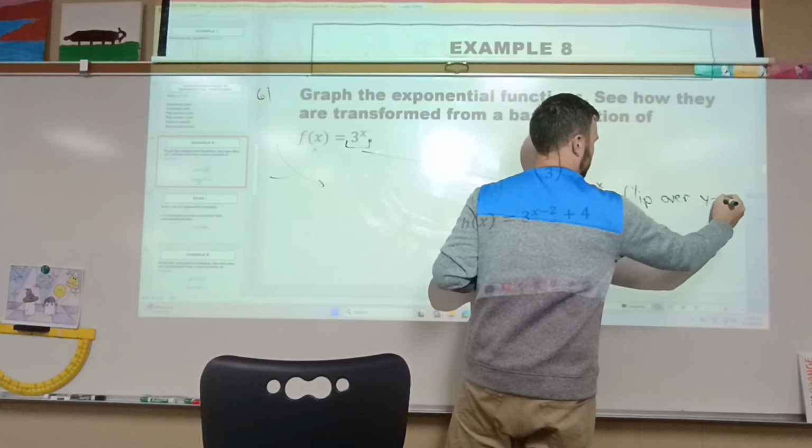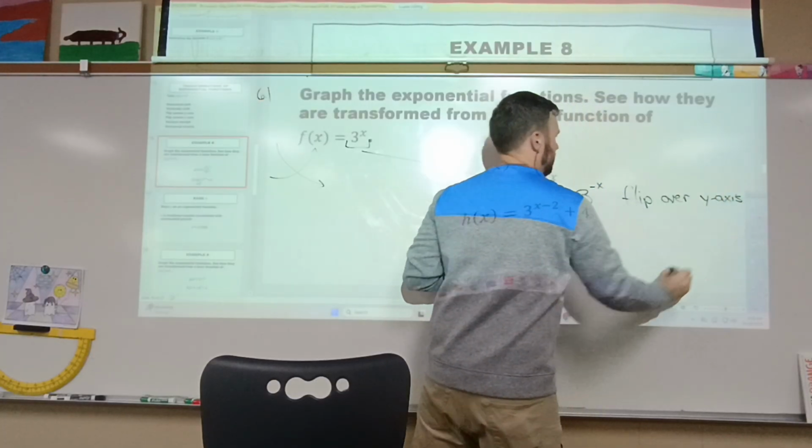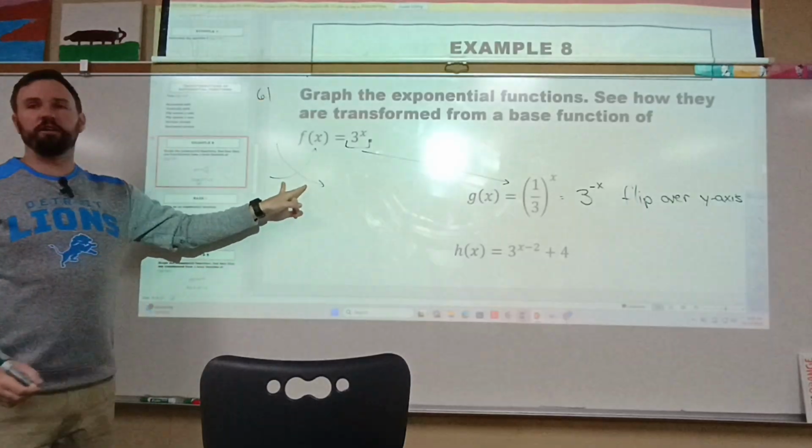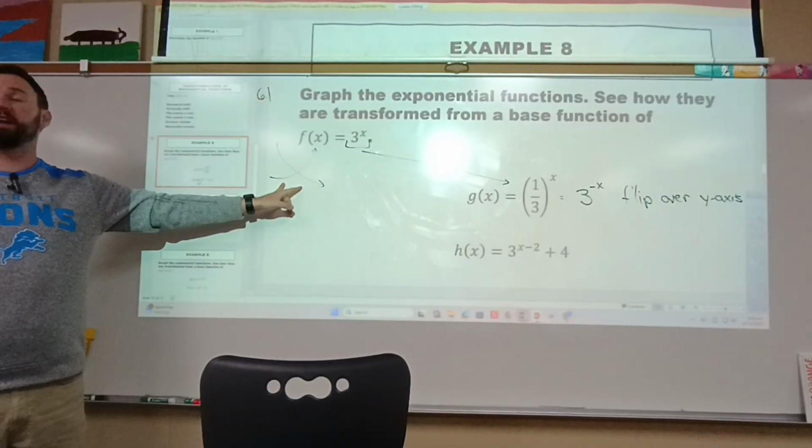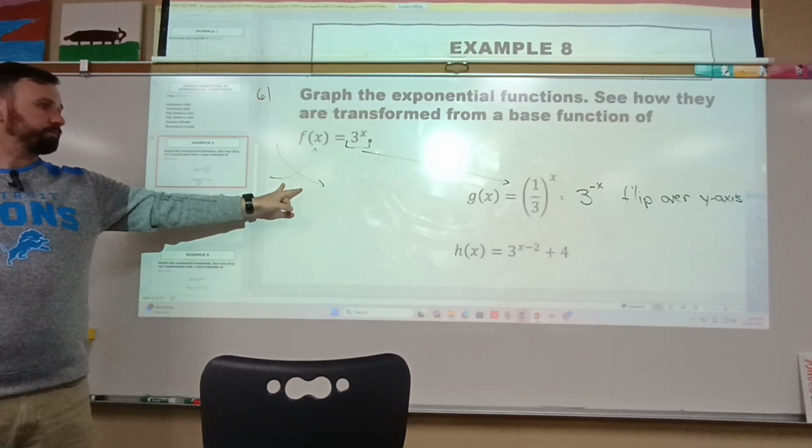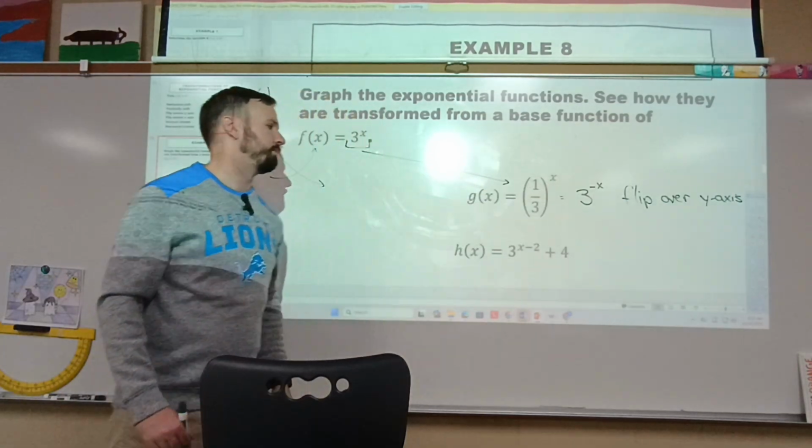Okay? So that's why it's a flip over y. Now, did I have to? I knew that also because 4 to the x and 1/4 to the x are flips of each other over the y-axis. But that's why, because of the negative exponent.